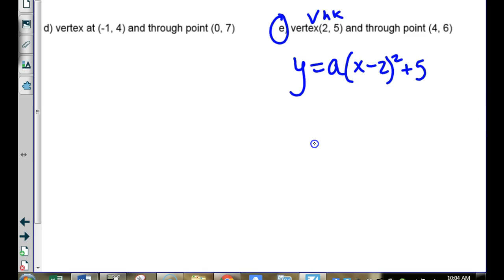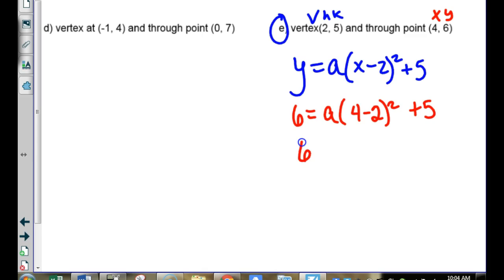Now, substitute in the x and the y of the other ordered pair. Guys, it doesn't work to put the vertex back in because we're trying to find the stretch. Is there any stretch going on at the vertex? No. Another point has to be put in to find the stretch a. So if we put in y is 6 and x is 4, we'd get this. So we'd have 6 equals a plus 5? What goes in front of here? 4 minus 2 is 2 squared is 4.